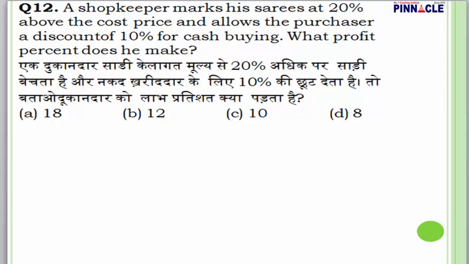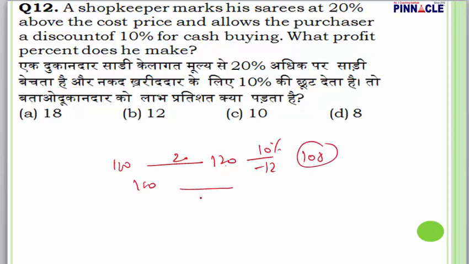A shopkeeper marks his sari at 20% above the cost price and allows the purchaser a discount of 10% for cash buying. What profit percentage does he make? Let's say 100 is the cost. He is marking 120 rupees. After that, he gives 10% discount, that is, 120 into 10%, 12 rupees discount. It means he is selling at 108 rupees. The cost price is 100 rupees, and he is selling at 108 rupees. So 8% profit would be the answer. D.